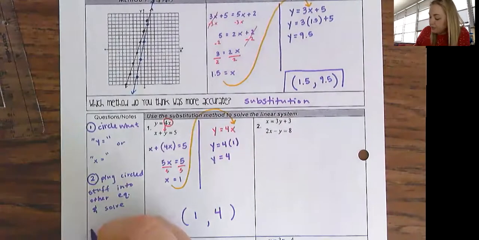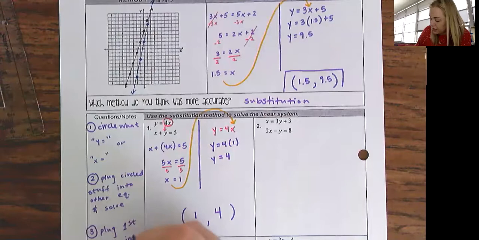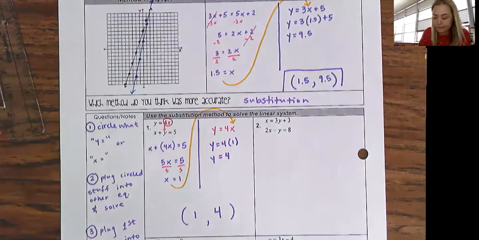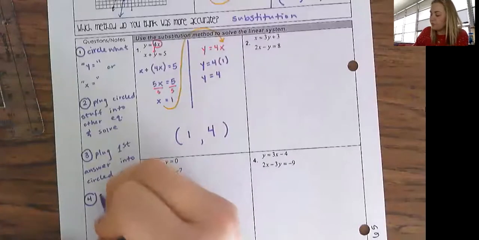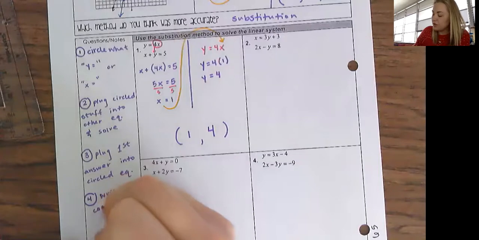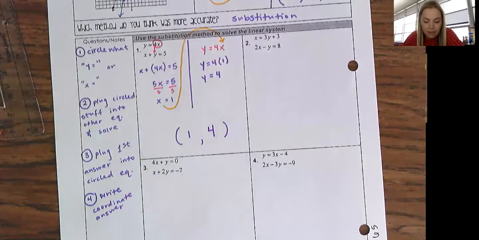Okay, so step 3 was we plug the first answer into circled equation. Once we get that second answer, we are going to write coordinate answer. Write your coordinate answer. Okay, so lots of steps there. Let's go through them step by step on problem number 2.